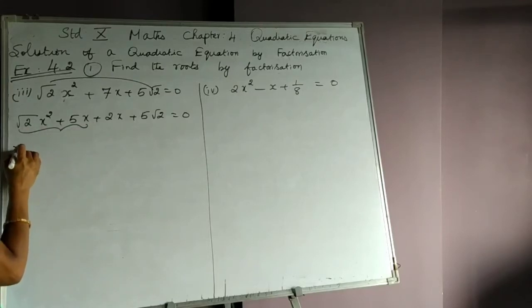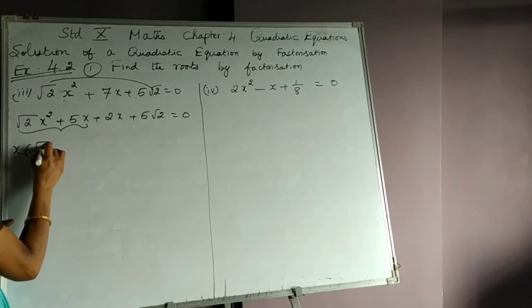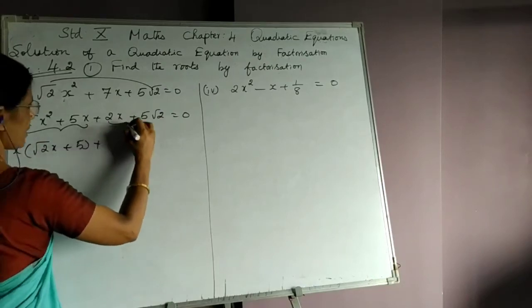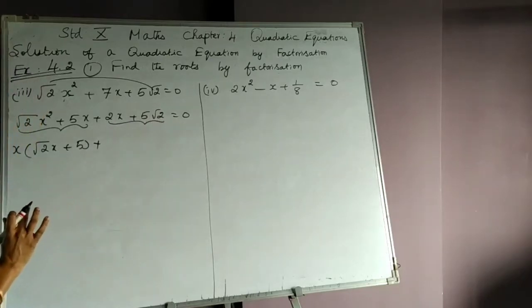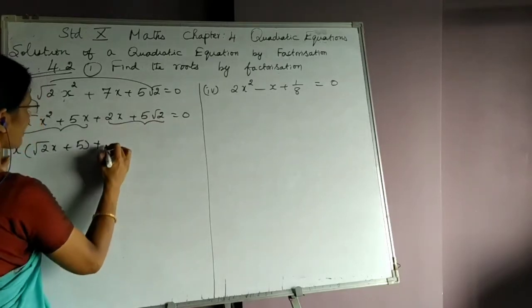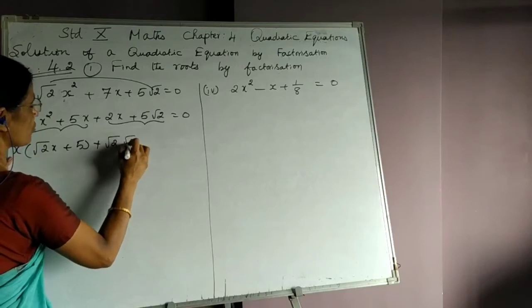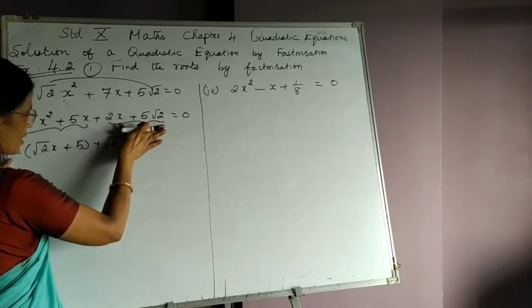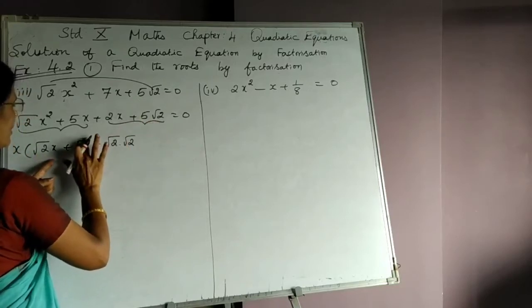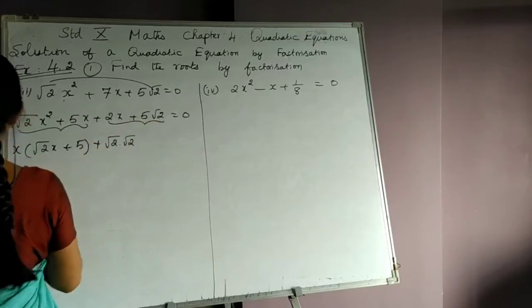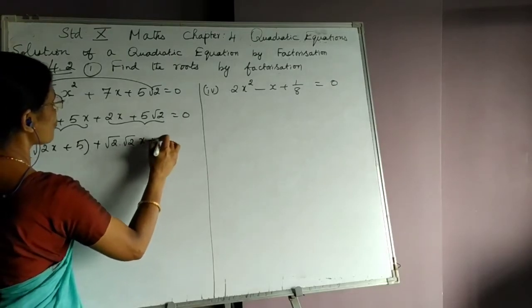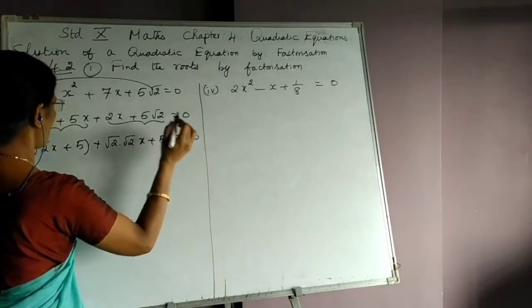x is common. I take x common. Remaining is root 2x plus 5. Here if you see nothing is common. But this 2 can be written as root 2 into root 2. We know root 2 into root 2 is 2. In order to take the common term out and make the brackets identical, remember this 2 is taken as root 2 into root 2 plus 5 root 2 equal to 0.